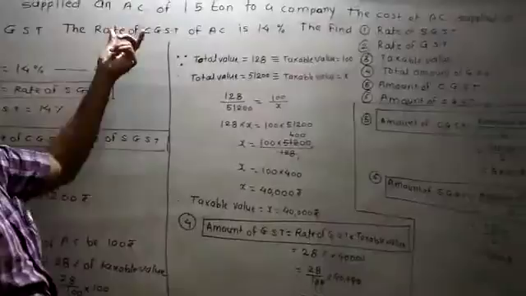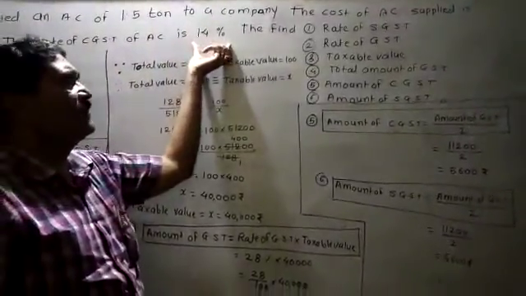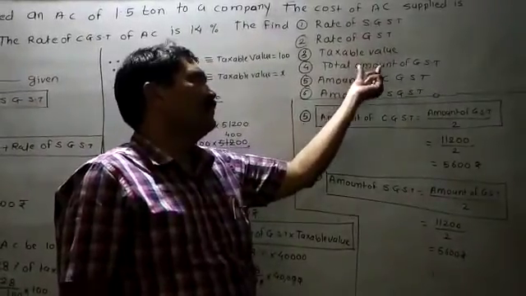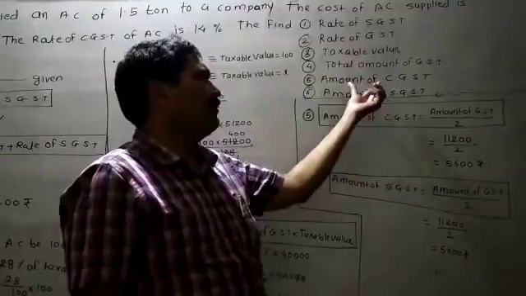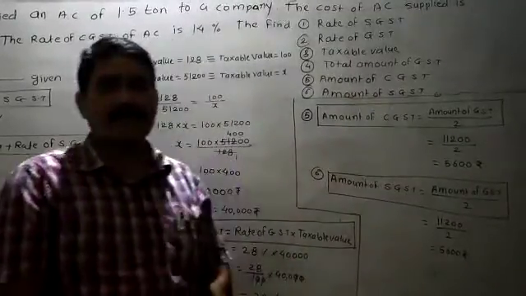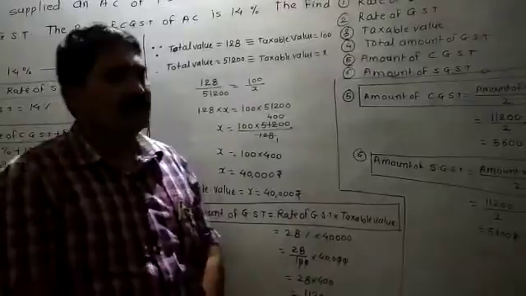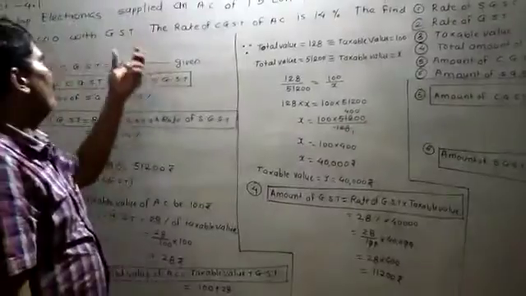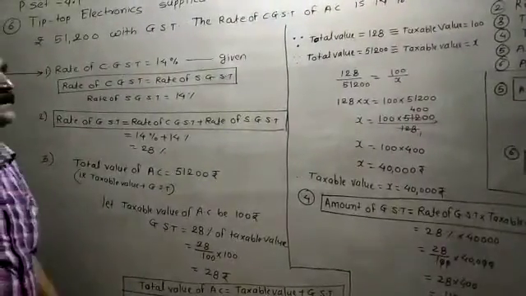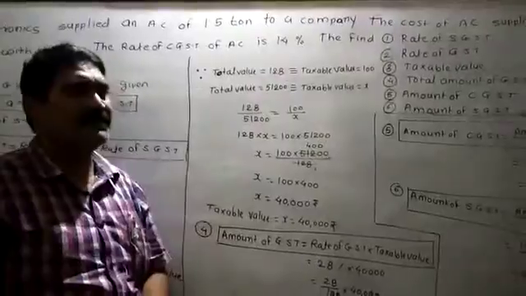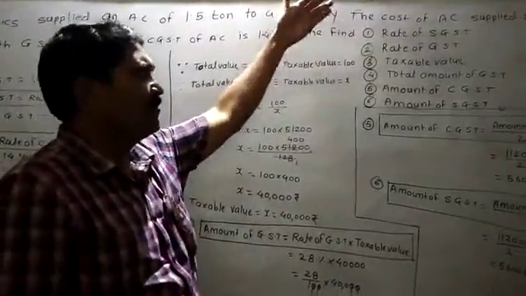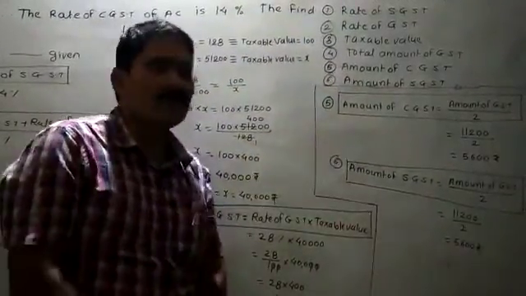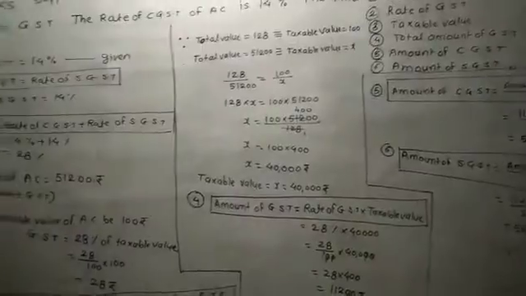The rate of CGST of the AC is 14%. Find the rate of SGST, the rate of GST, taxable value, total amount of the GST, amount of the CGST and amount of the SGST. Means the total value of the AC is given, total value is 51,200. The rate of CGST is given, 14%, and you have to find out the rate of SGST, rate of GST, taxable value, total amount of GST, amount of CGST and amount of SGST. Step by step you have to solve the example.